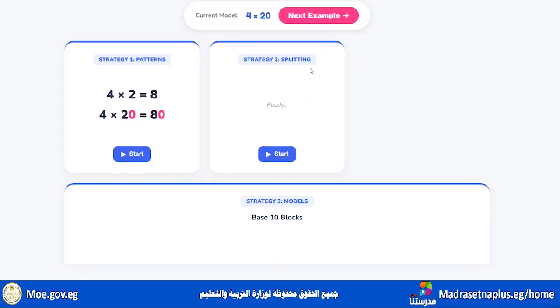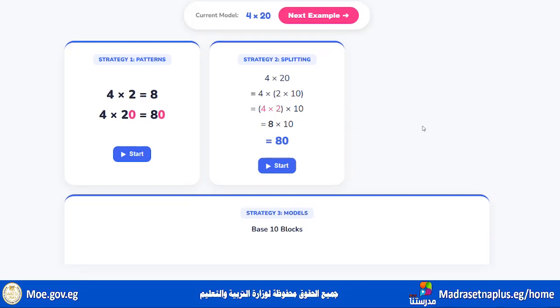What about splitting? 4 times 20 will be 4 times 2 times 10. I split 20 into 2 and 10. By using the associative property, I write 4 times 2 times 10. 4 times 2 equals 8. 8 times 10 equals 80. I think all are easy.